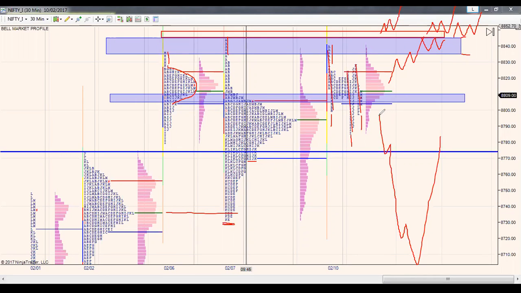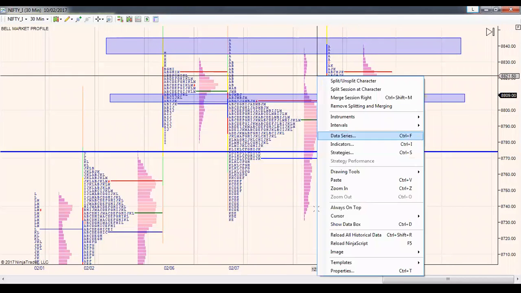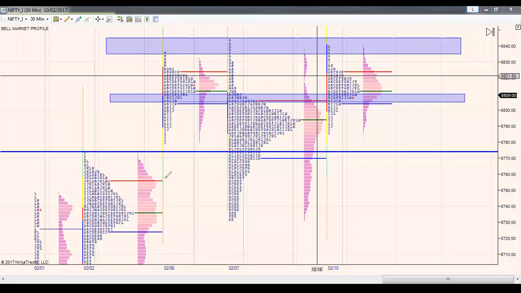One thing which might support this case is the close for today. Let me just clear everything up, unsplit it. Now, if we look at this close for today, what we see is that it is below the majority of today's profile.